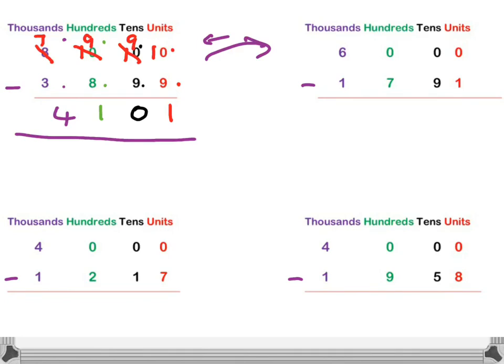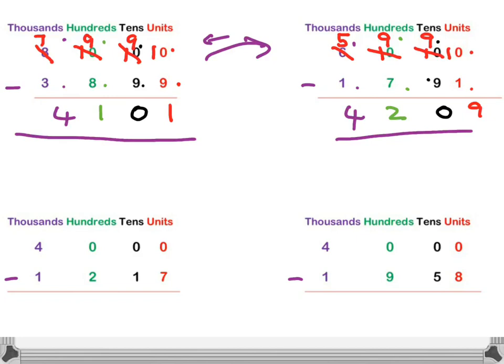Okay, we're going to start with 6 is going to become a 5. We're going to make that a 10. It's going to take 1 away. It's going to become a 9. Make that a 10. That's going to take 1 away. It's going to become a 9 and make that a 10. 10 minus 1 is 9. 9 minus 9 is 0. 9 minus 7 is 2. And 5 minus 1 is 4.